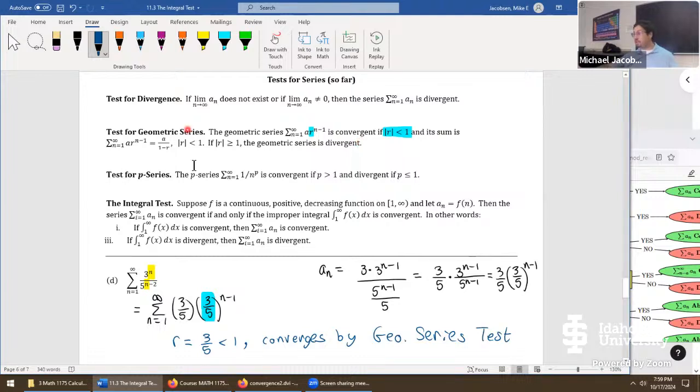Then that completely finishes it off. The work was putting it in the right format so we can analyze it as a geometric series, come up with a common ratio less than 1, which tells us it converges, and then just say the name of the test. You might have just said geometric series, and that's fine with me as well.